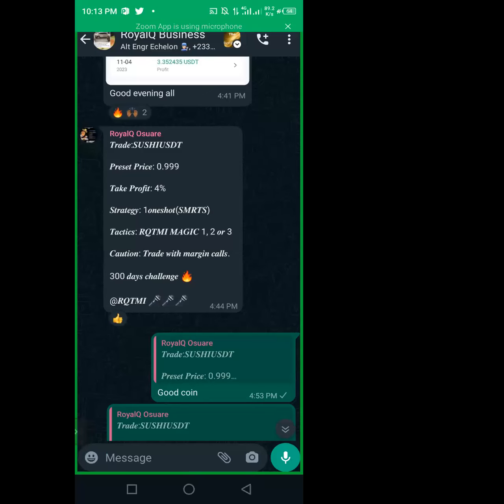So on the group, when we drop signals and people enter, once it delivers, they will write deliver. Some people will write deliver and share their profit screenshots. So if you are not seeing any deliver message on the group, you should know that the coin has not delivered. So now the preset price is 0.999.